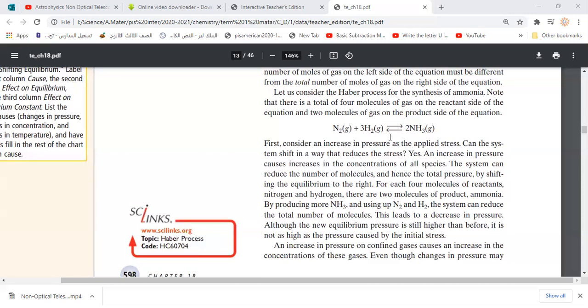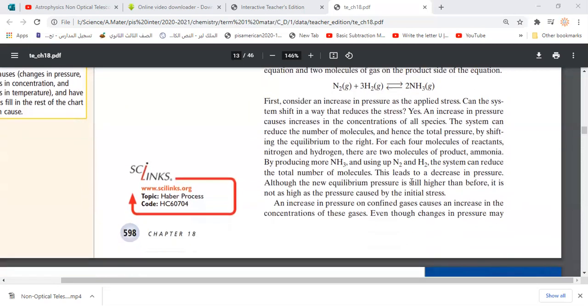And in that case, the equilibrium is shifted toward the forward reaction. That means it will be shifted toward the right. That means the reactants will have a higher rate of reaction to produce products rather than the decomposition of products to the reactants. Okay, so that's the idea of increasing the pressure, or what happens with the pressure.